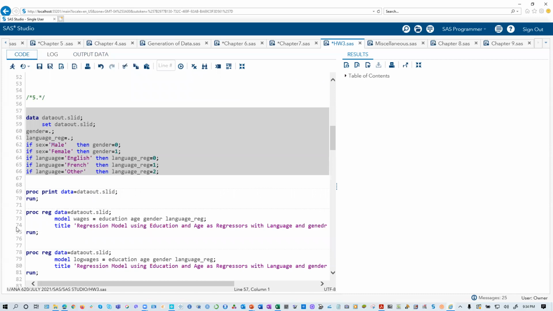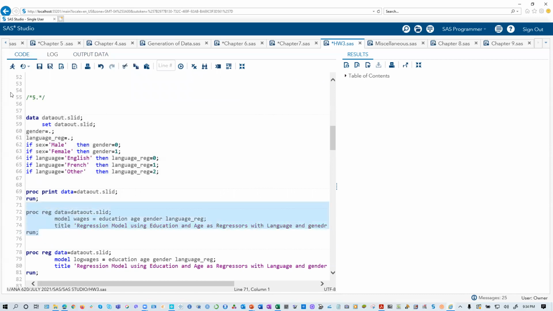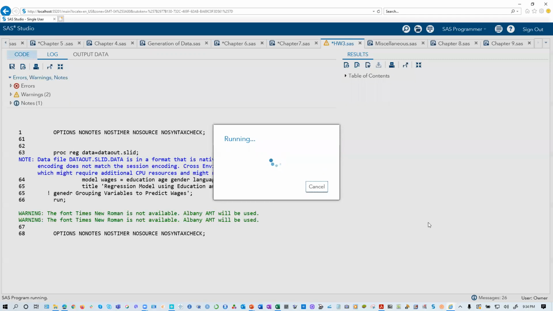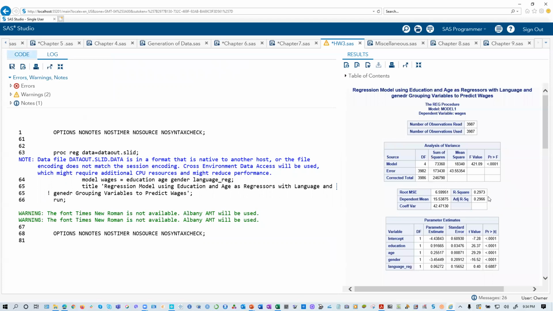Let's run the regression and see, when we have four variables, whether categorical or numeric, how the wages, which is a quantitative or numeric variable, can be explained by those variables. Those variables contribute positively to explaining the variation. Not that much, 29%, but it doesn't matter.